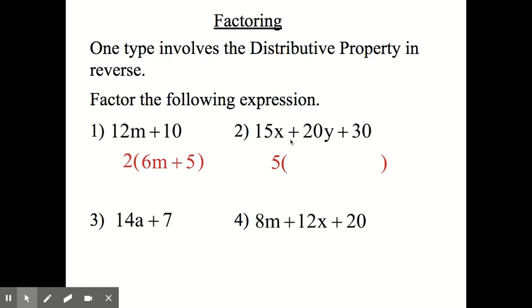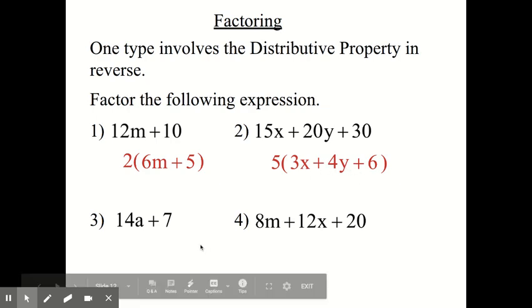If we take 5 out of 15x, we end up with 3x. If we take the 20y and take out 5, we have 4y. And if we take out 5 from 30, we end up with 6. And when I say take out, I mean divide those. So 15x plus 20y plus 30 is the same as 5 parentheses 3x plus 4y plus 6.